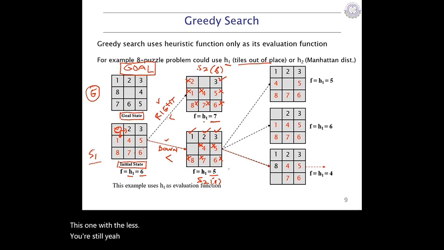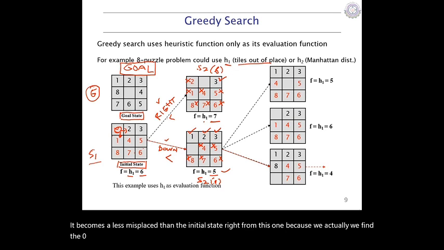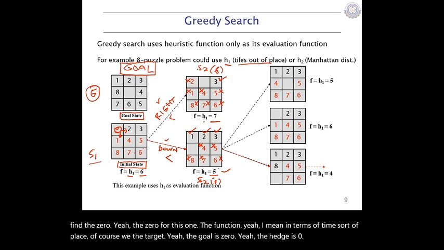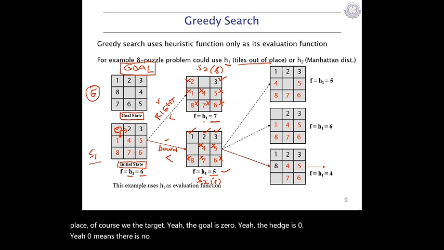So with this branch right here, with H5, because it becomes less misplaced than the initial state, we find the zero for this function. I mean, in terms of tiles out of place, of course, the goal has H equal to 0. 0 means there is no tile out of place, or no misplaced tiles. All right, so any question until this part?